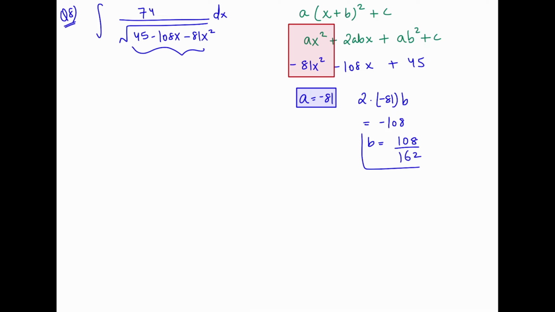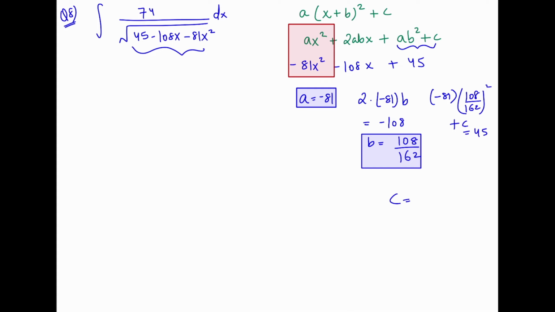Okay, keep that handy for a second. Now after this, the final thing to find is the C value. Whatever the constant is, AB squared plus C must be equal to 45. So you have negative 81 times 108 divided by 162 whole squared plus c equals 45.